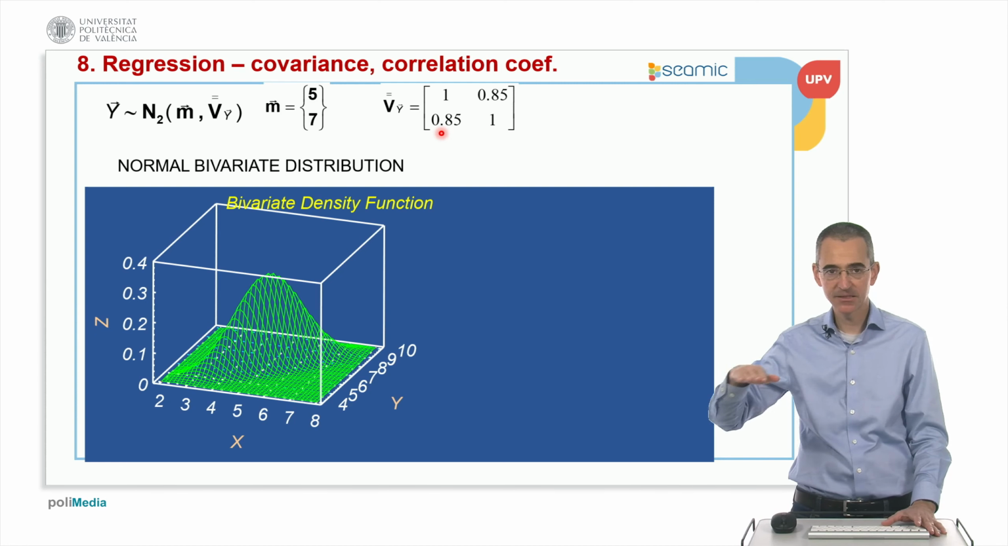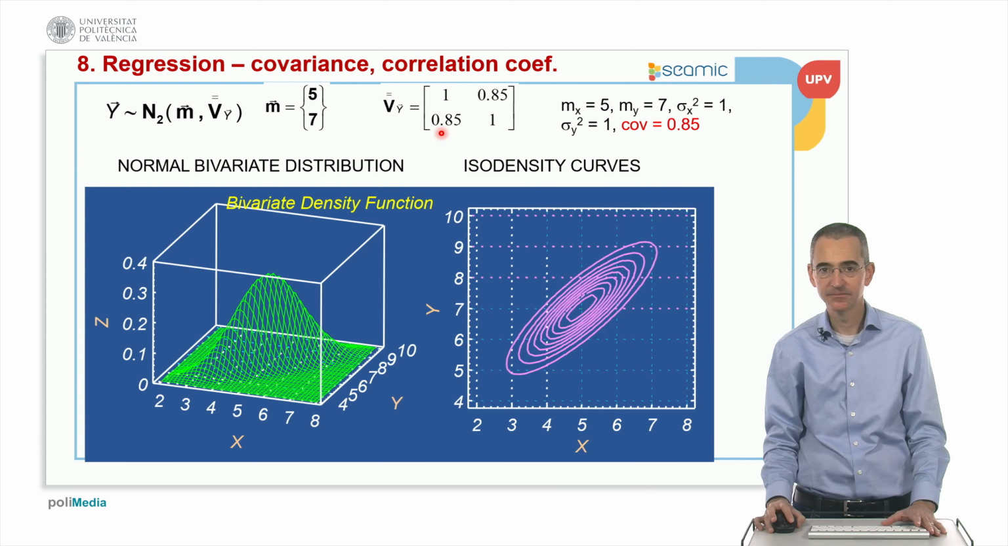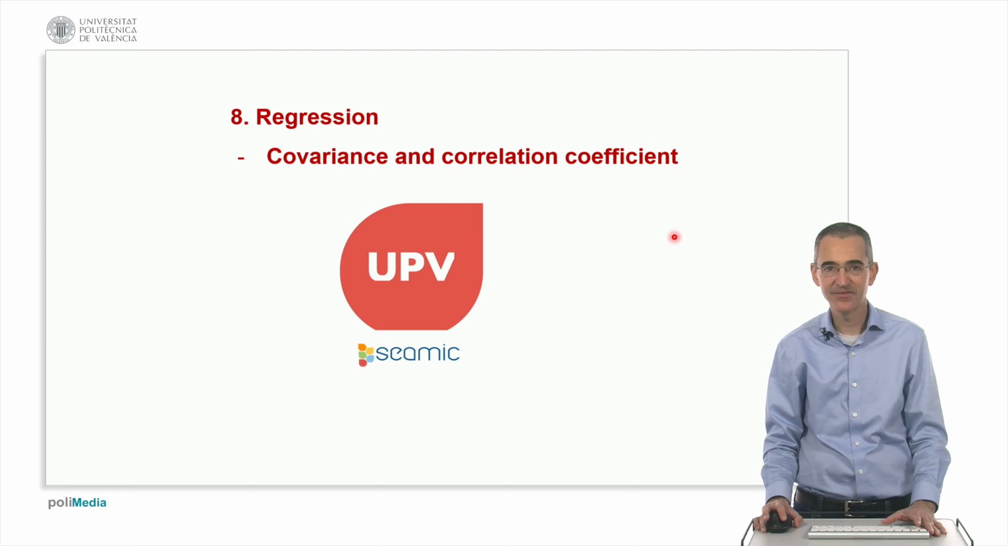So now if we cut by using horizontal planes, this is what we have. Now we can see a trend, a very clear trend. When the x increases, the y also increases. So here we see that there is positive correlation. Okay, here I finish this first video about covariance and correlation coefficient.